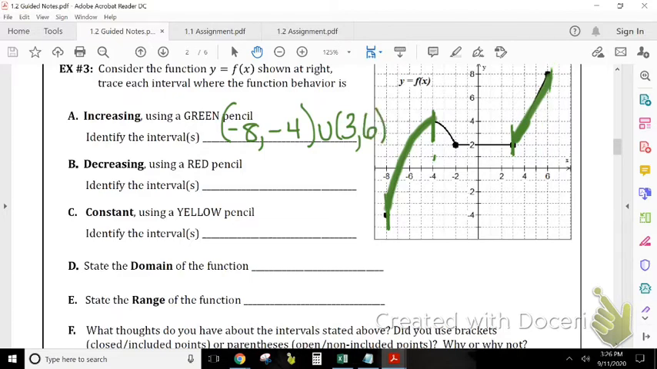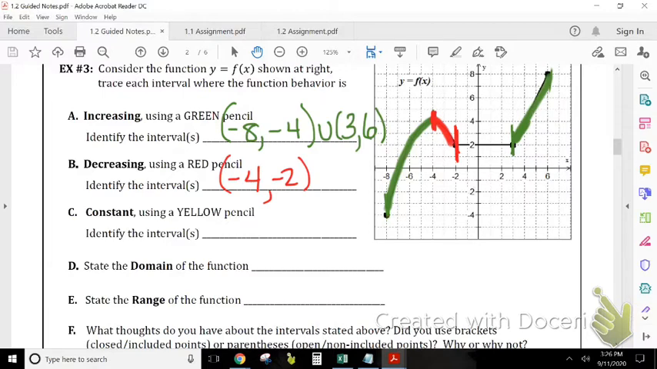All right. Then it says, decreasing, using a red pencil, identify the intervals. So let's turn to red here, and we're looking for decreasing. Decreasing, remember, is where we go down. And so I notice that right here we're going down. Where did it start going down? It started going down where it stopped increasing. So therefore, that would be the -4. And it kept going down to this change, which is at the -2. And again, we always use parentheses.